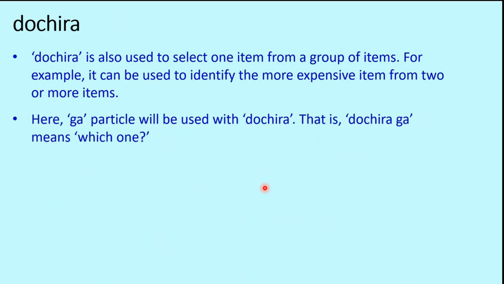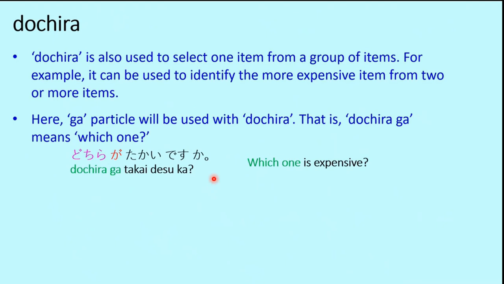So before going into the example, a particle ga will be used in this connection with dochira. That is, dochira ga will mean which one. So now the meaning of dochira is not where, but it gets changed to which. If we use ga particle, dochira ga, then it means which one. So dochira ga takai desu ka? Takai means expensive. So when we ask dochira ga takai desu ka, it means which one is expensive.